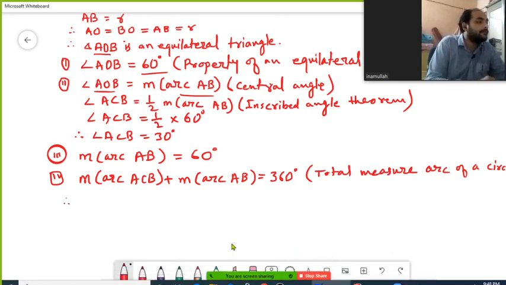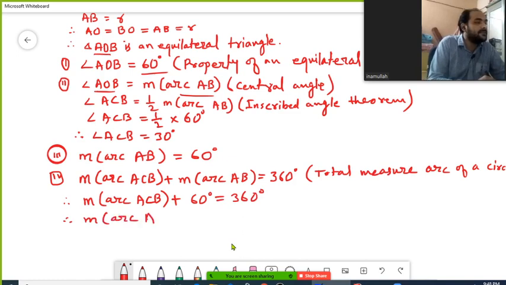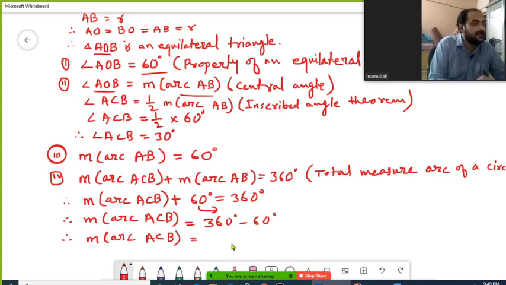Now major arc ACB we need to calculate, plus major arc AB, which is 60 degrees, is equal to 360. Keeping major arc ACB in its place, we can transpose this 60 to the right hand side. So 360 minus 60. So this way you will get major arc ACB as 300 degrees.